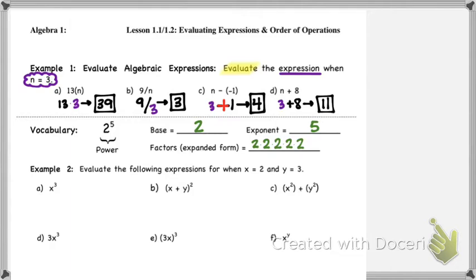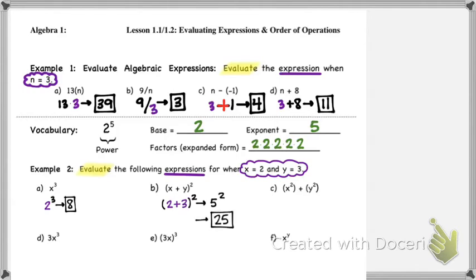So as we plug items in and evaluate, we're going to put 2 in for x and 3 in for y. So for A, 2 to the 3rd is the same as 2 times 2 times 2, which is 8. On B, we're going to plug 2 and 3 in to get 5, and then we're going to square it to get 25. Next, we're going to plug 2 and 3 in and go 2 squared plus 3 squared, which is 4 plus 9, for a total of 13.